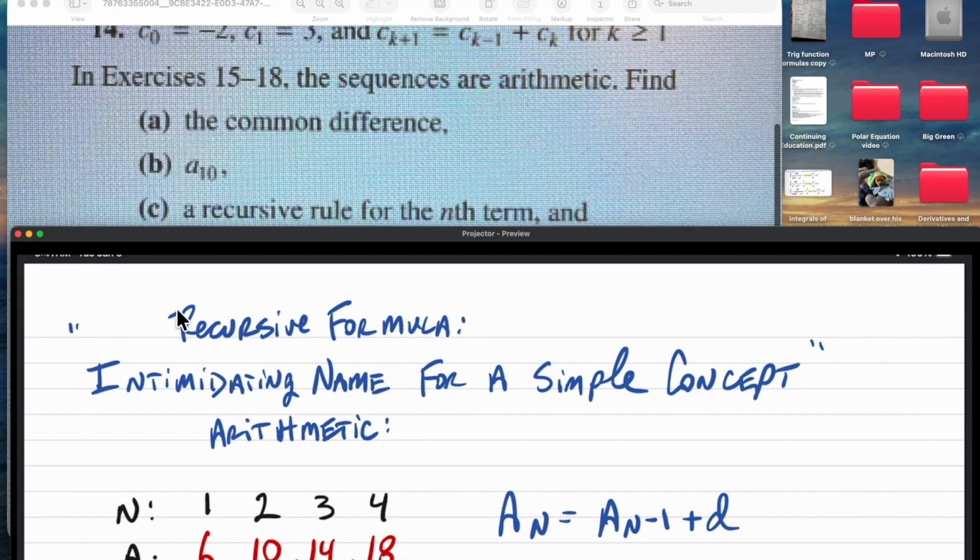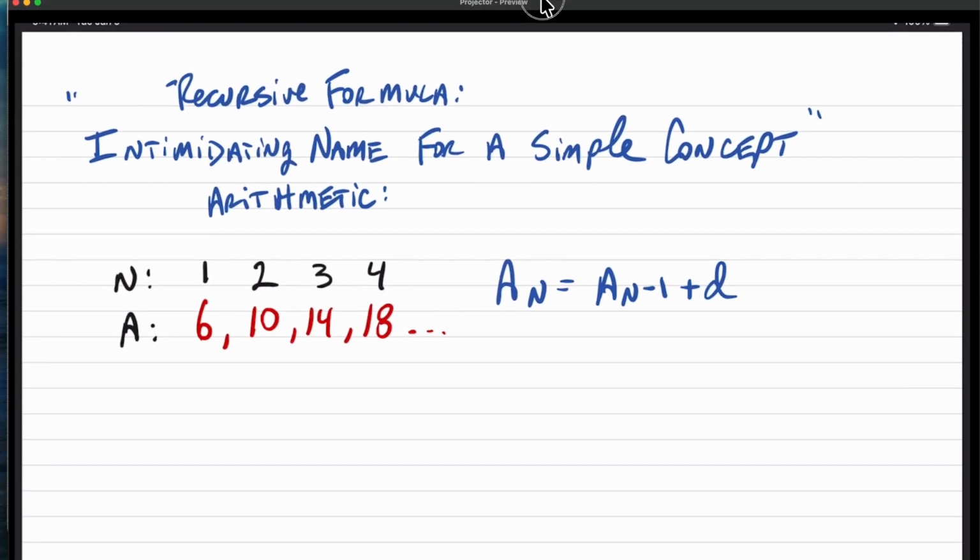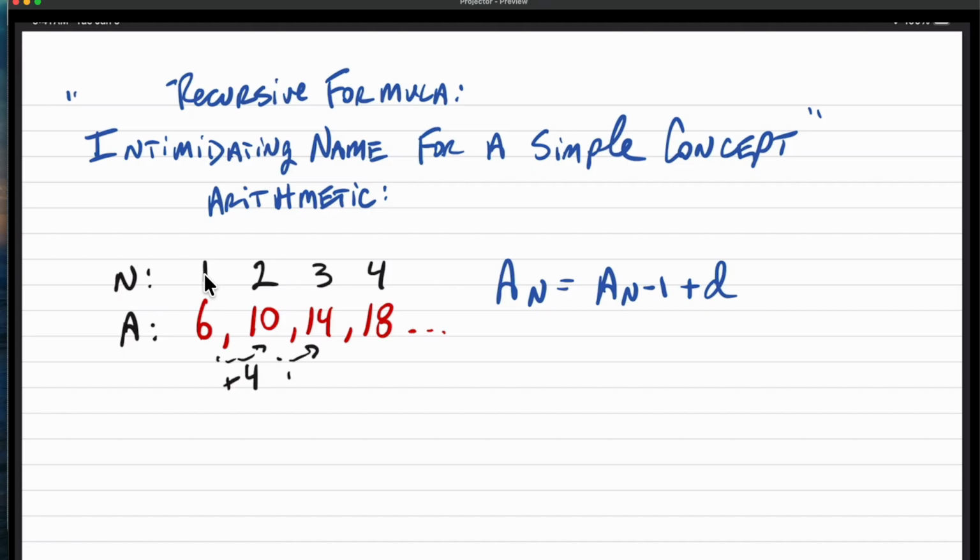Next, we are asked to find a recursive rule for the nth term. Now, folks, the recursive formula is an intimidating name for a simple concept. So in an arithmetic sequence, look what's happening. We're starting with 6 at position 1, at n equals 1. And in this particular sequence, we're adding 4. So that means our common difference, our d value, is 4.